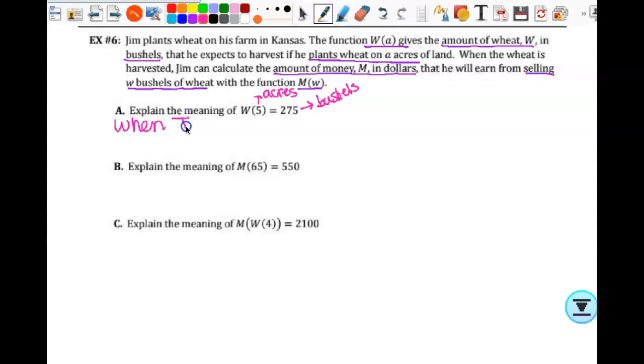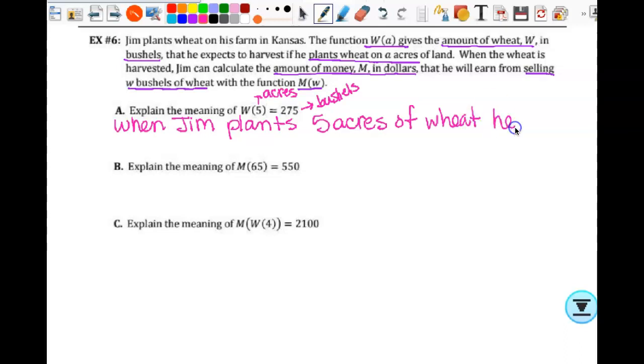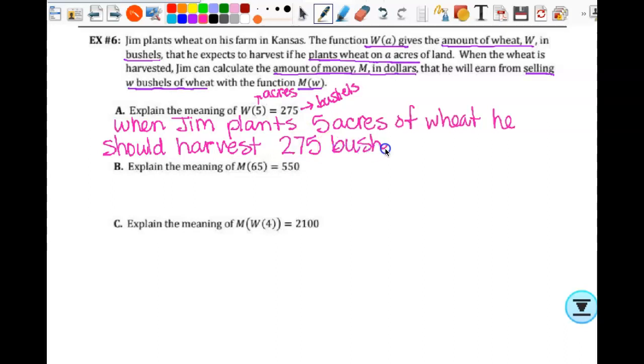when Jim plants 5 acres of wheat, he should harvest 275 bushels.